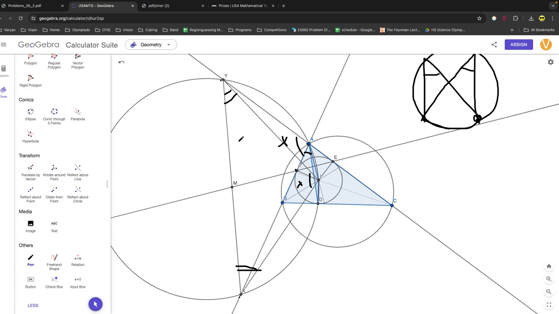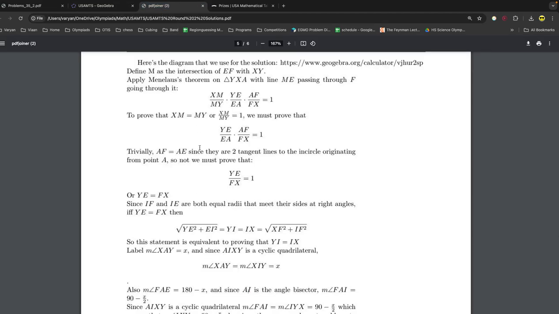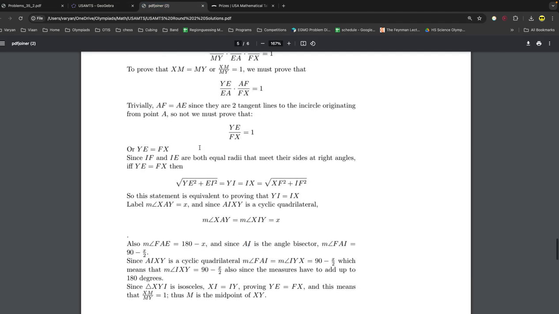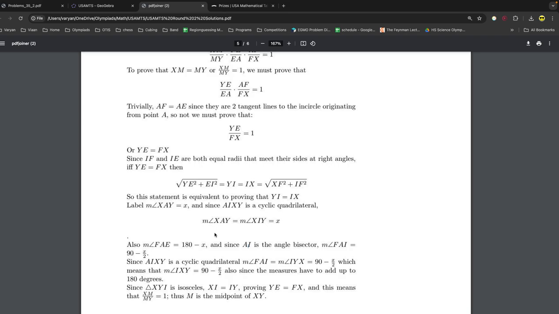YI equals IX, and that means this. And since we proved that, our whole thing simplified to that, if you remember. So that means M must be the midpoint of XY, because all these other things fall through.